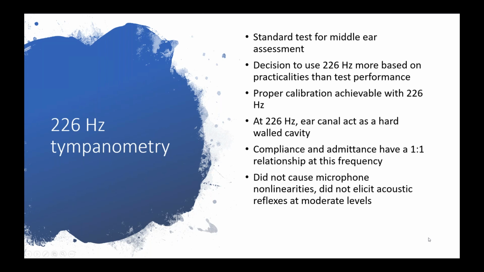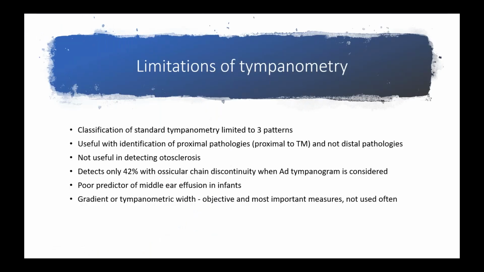Now let's look at the limitations of this 226 hertz tympanometry. The classification is limited to 3 patterns. Although the A type has AS and AD subtypes, it's basically A, B, and C patterns. And 226 hertz tympanometry is quite useful in the identification of proximal pathologies, that is, tympanic membrane perforation and eustachian tube dysfunction. But it's not that helpful with distal pathologies, such as ossicular fixation or superior semicircular canal dehiscence. In those cases, you get a standard A-type tympanogram. So it's not that helpful with distal pathologies.